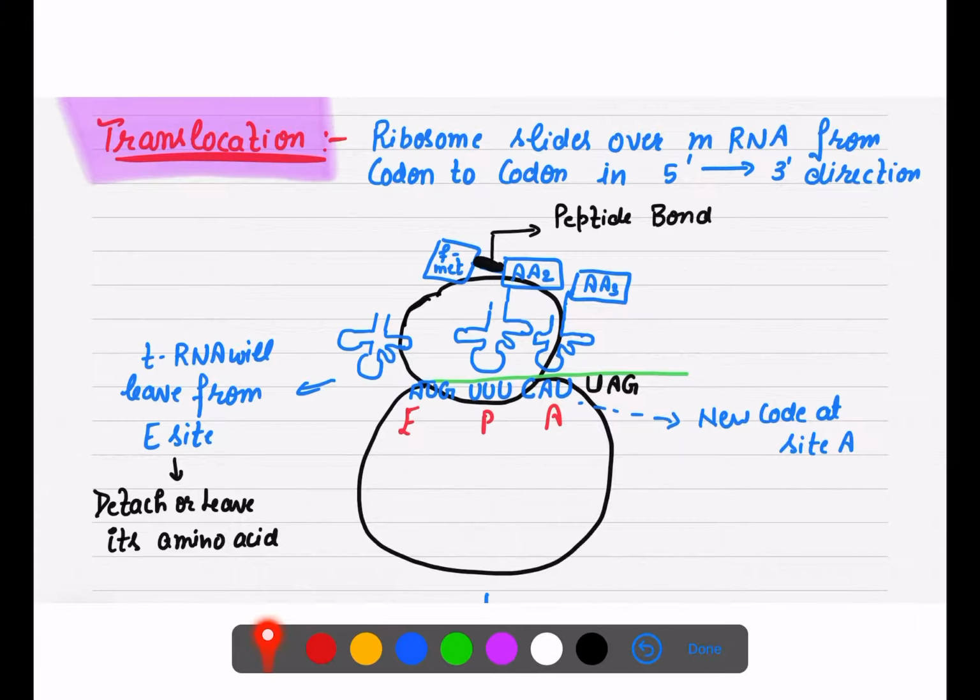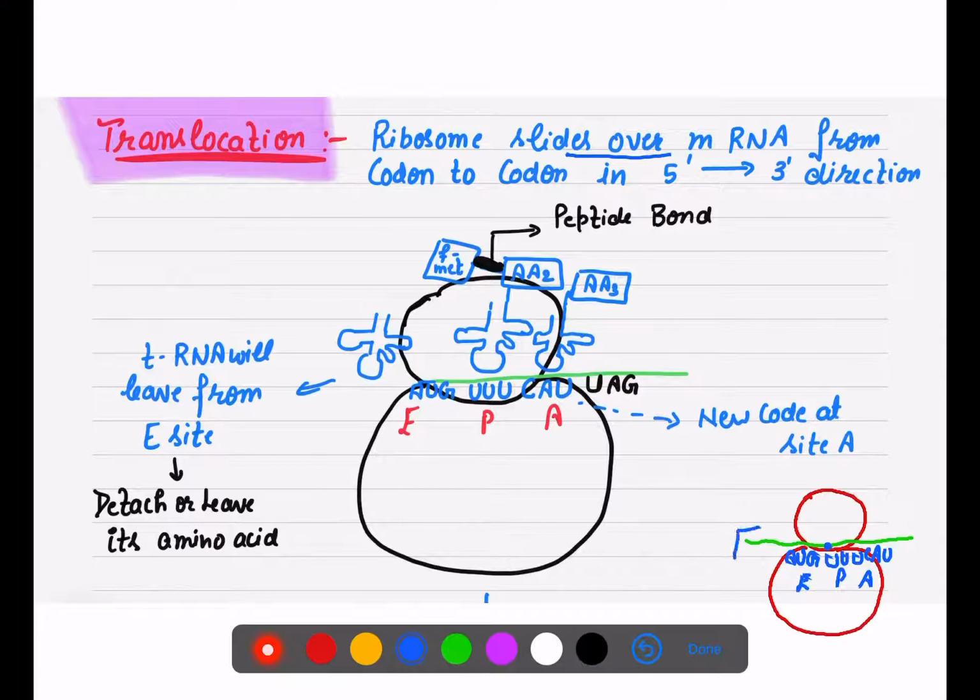Now the next step is when chain formation process is started. The ribosome moves, not the mRNA. Suppose the sequence which was present on the P site will now reach the E site, and the second amino acid will reach the P site, and another amino acid will join at the A site. So E, P, A, with the movement of the ribosome.